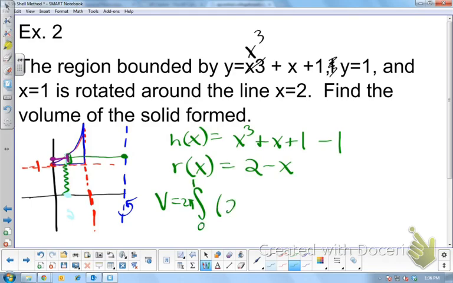We take our radius times our height. This time, I am going to cancel out the 1s. 1 minus 1 is 0, so I'm not going to write that in. This time, just use your calculator. I'm not going to make you FOIL that out and integrate by hand. Maybe I should make you integrate it by hand then.